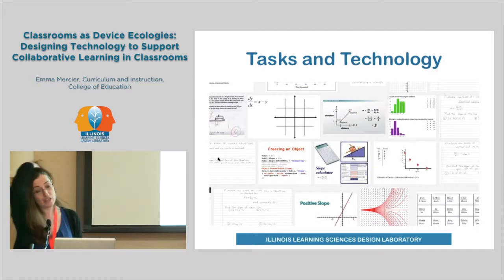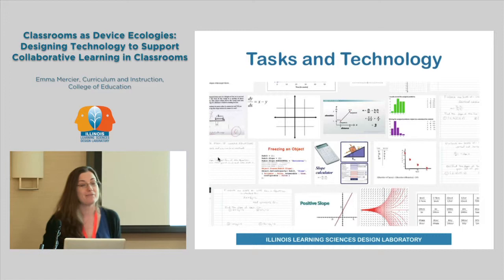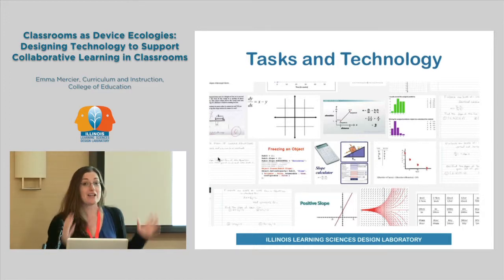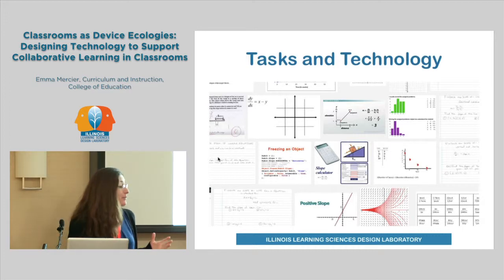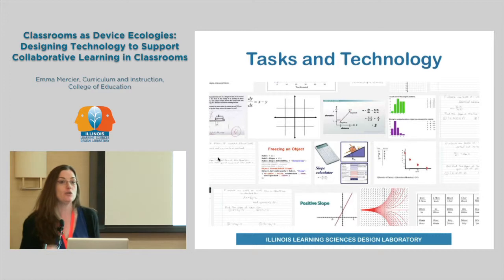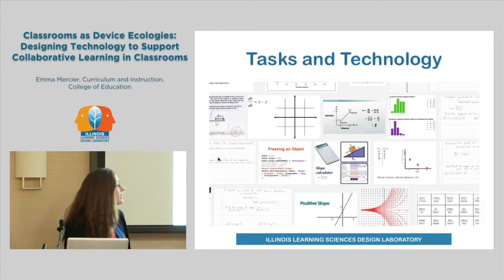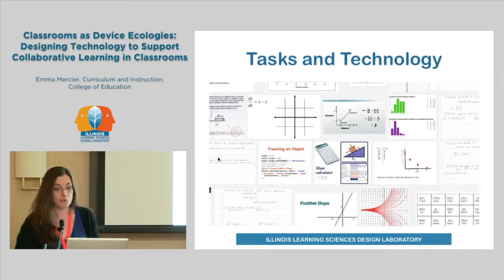We also need to think about the tasks and the technology. This is a screenshot from when I Googled apps to teach slope. There are lots and lots of different apps to teach slope. There are lots and lots of different apps to teach all sorts of things. But can you imagine if every time you went to write a paper, you had to learn how to use a new word processing software? And this is what we ask teachers to do all the time. The software isn't the same. There's a whole set of different tools that they have to learn, that they have to teach the kids to learn, and then they have to actually get into the content they're trying to teach them. So really thinking about how tasks and technology should be integrated better is important.